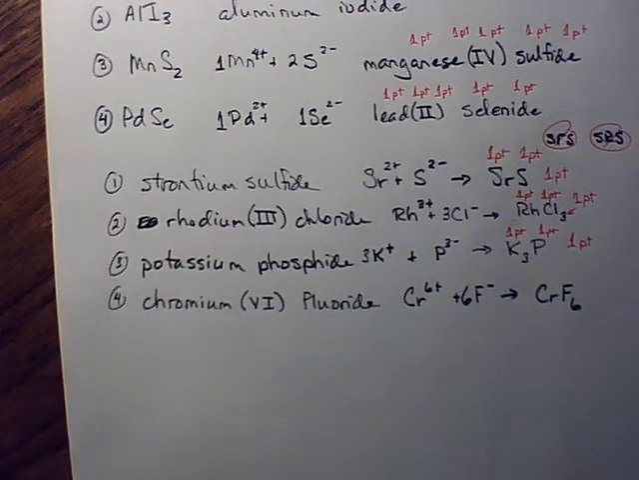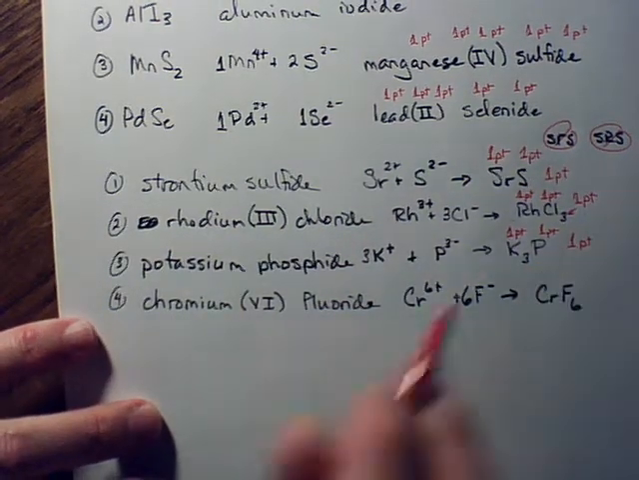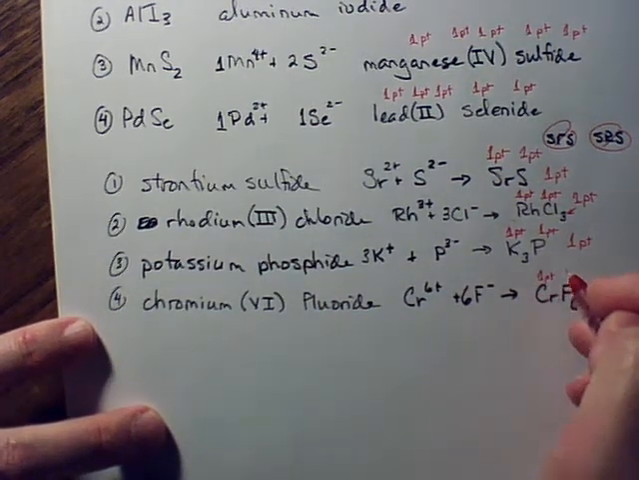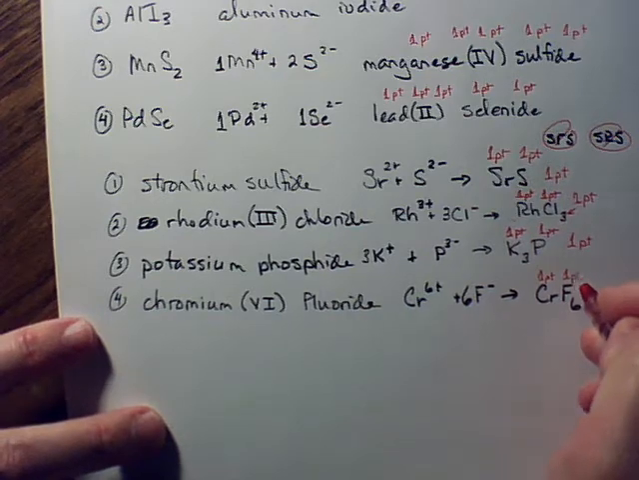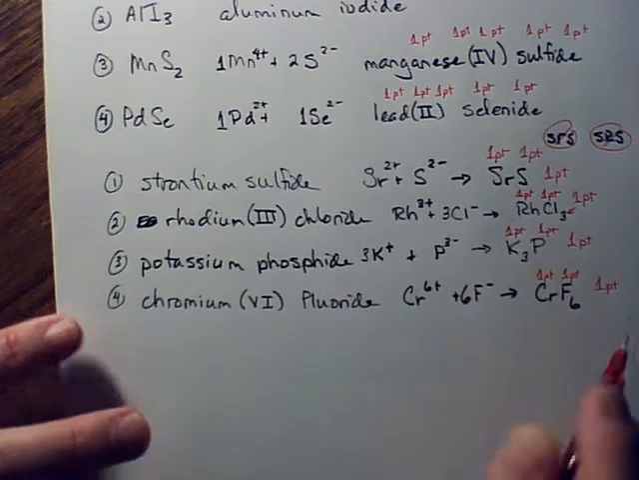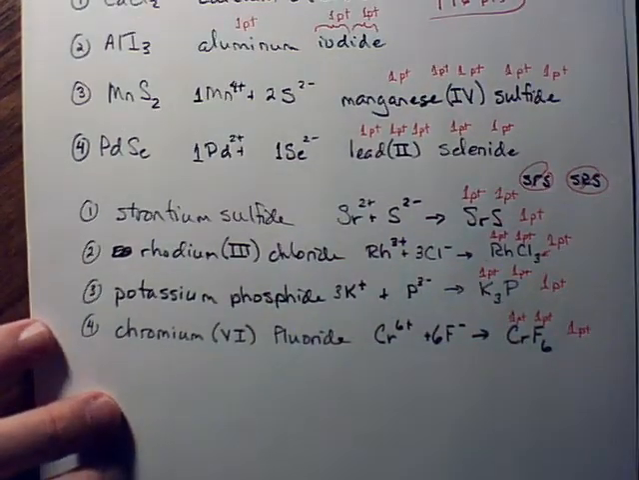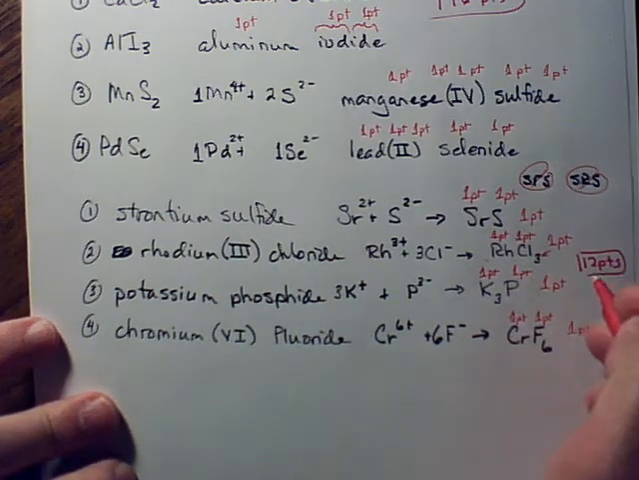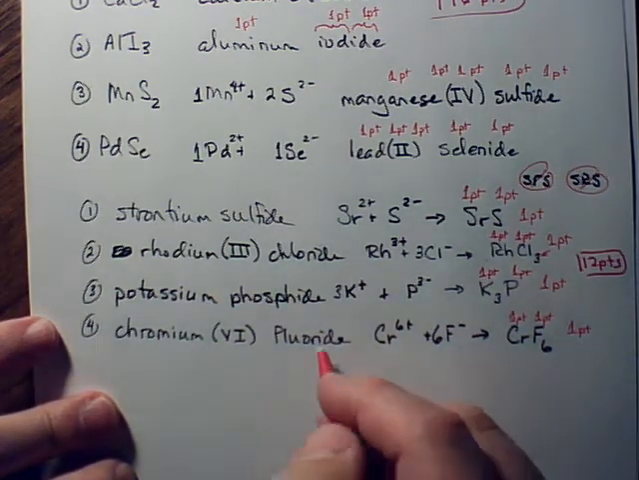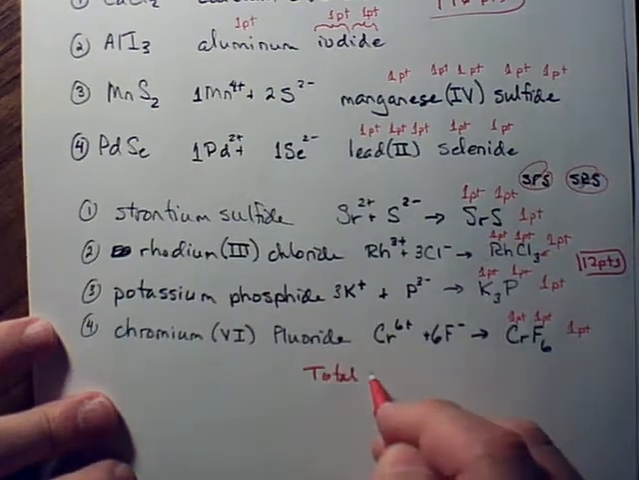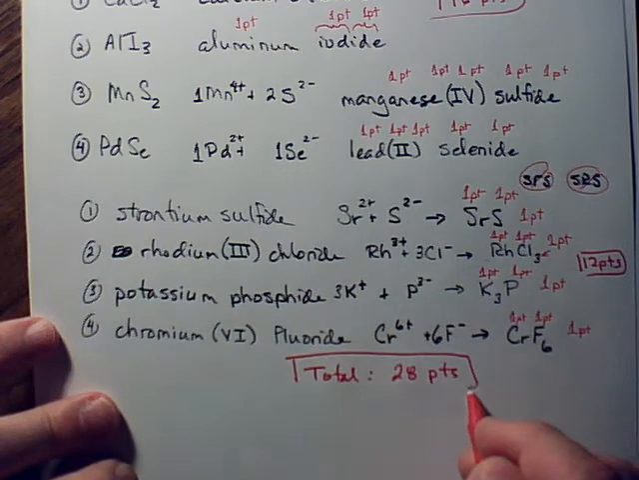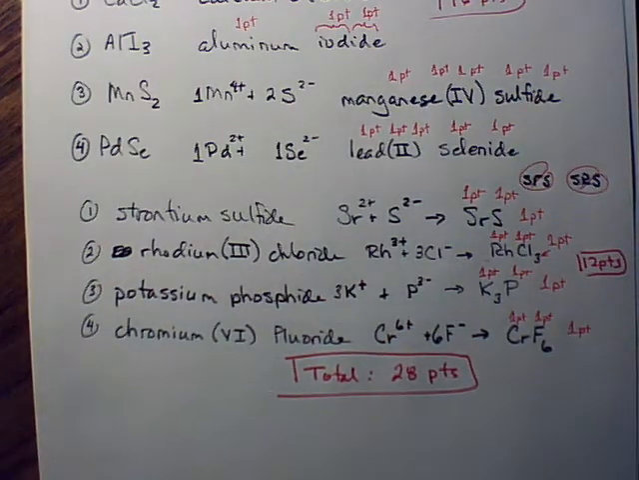And this will have the same point scheme as before. Oops, wrong marker. 1 point, 1 point, and 1 point for balancing it properly. Okay? So this is going to be worth 12 points. This section is 12 points here. So 12 and 16 comes out to be 28 points total. Total for the whole homework, 28 points. Okay?